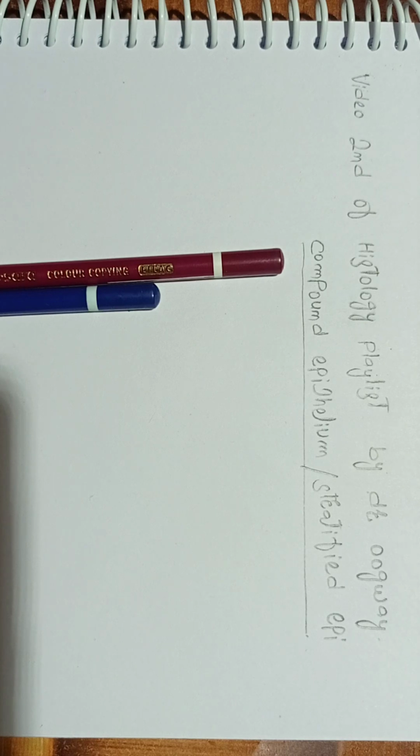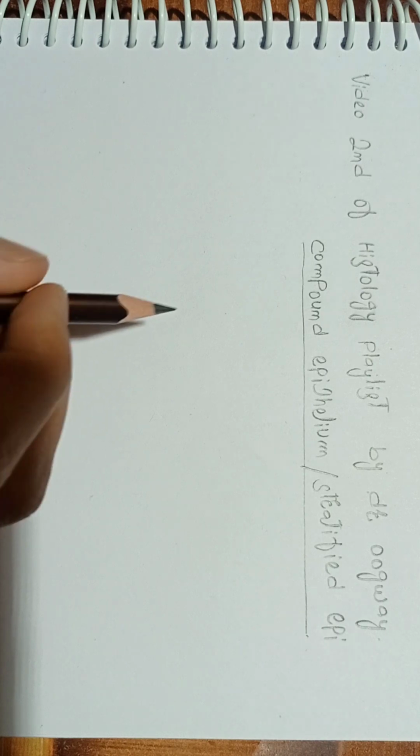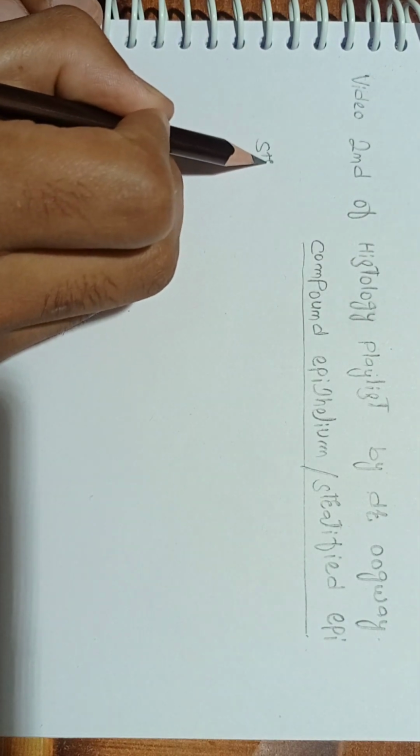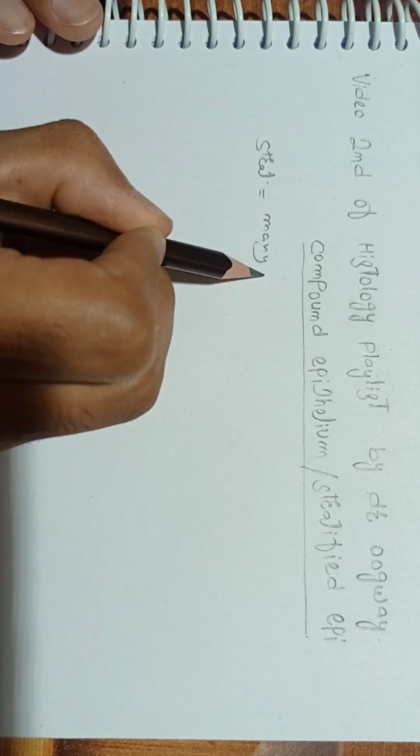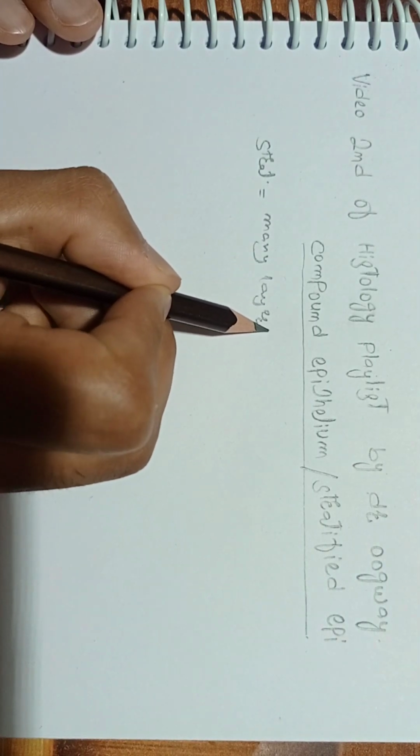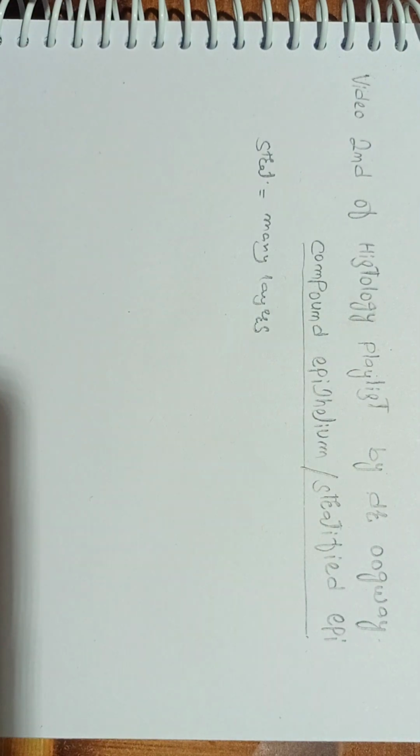And today our topic is going to be compound epithelium. So let's begin. Compound epithelium, also known as stratified epithelium. Stratified means many layers. So compound epithelium or stratified epithelium consists of many layers.